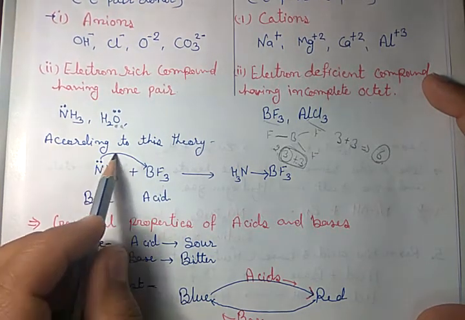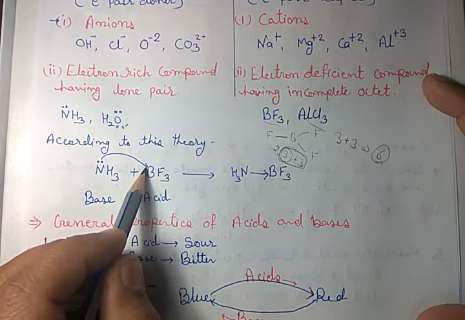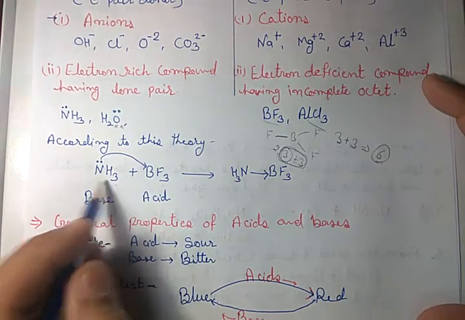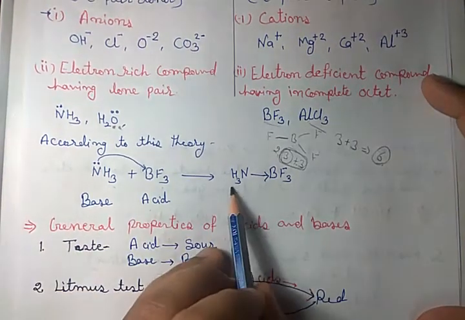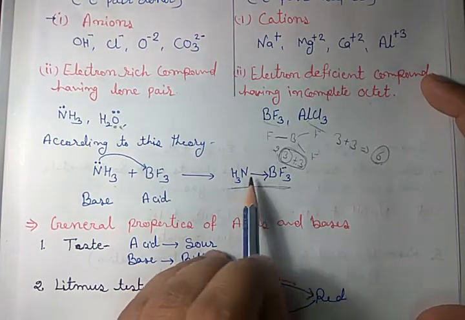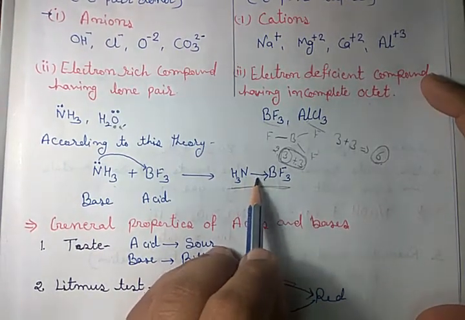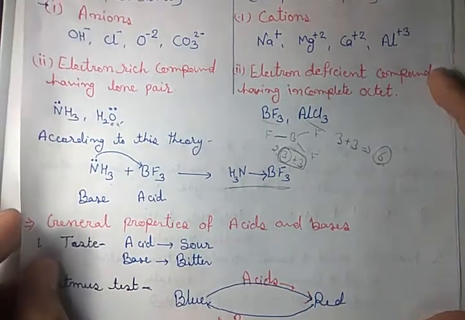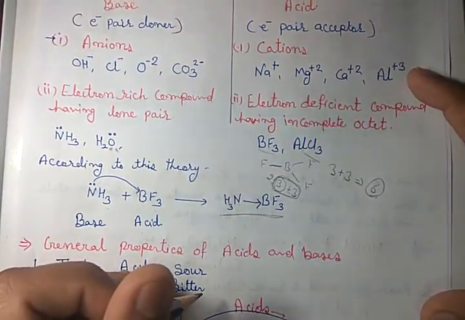So nitrogen gives the lone pair to the boron and makes a coordinate bond. Here it is donating, so it is a base; it is receiving, so it is an acid. So this compound is formed, in which nitrogen and boron have a coordinate bond between them. Got it? Clear? Now comes our exam purpose.